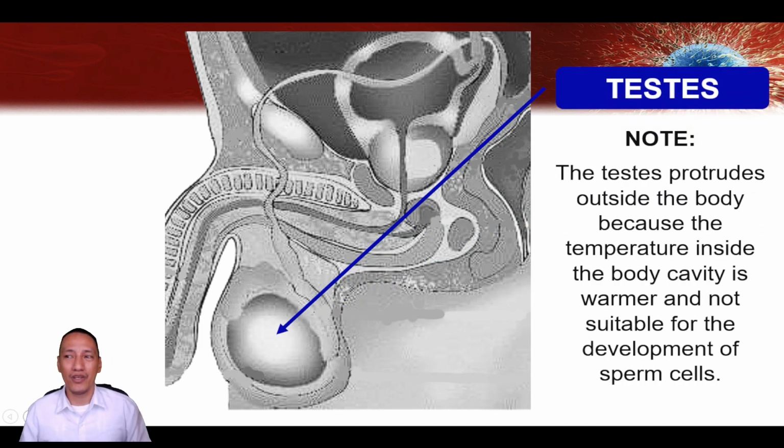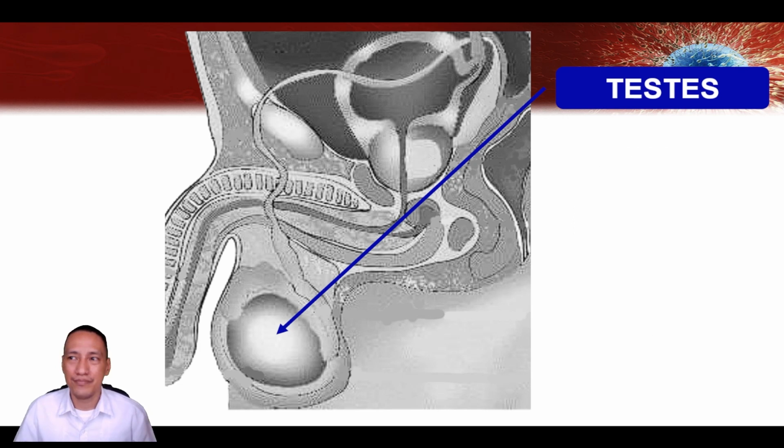Note, sabi niya dito, the testes protrude outside the body because the temperature inside the body cavity is warmer and not suitable for the development of sperm cells. Yan ay paliwanag lang kung bakit nasa labas si testes. Bakit hindi nasa loob? That's because yung sperm cell na ginagawa ni testes hindi pwedeng mainitan. Kaya nung ginawa ni Lord ang lalaki, si Adam, ang testes ay nasa labas para hindi naiinitan yung sperm cell na kailangan sa paggawa ng mga bagong human beings. In the form of course of baby muna. So nilabas siya.